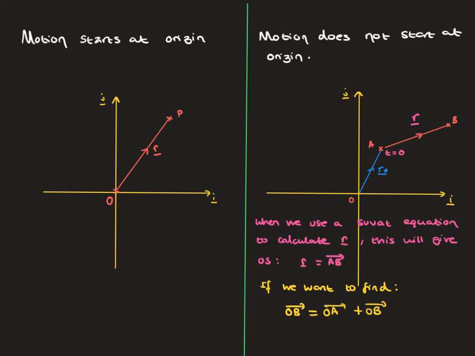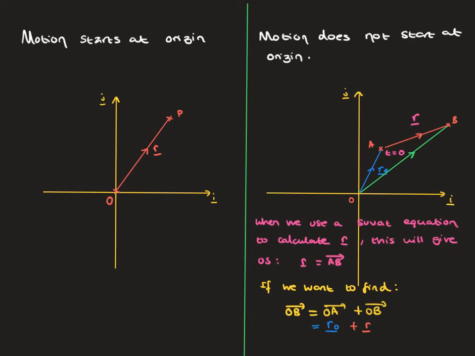Look at the diagram. The vector OB, which I'm going to draw on in bright green, looks like that. Can you see that green vector is the vector sum of the blue vector OA, which is r0, and the red vector AB, which is our vector r, which is what we get from the SUVAT equation. So this links back to the previous page where we said if you want to get the overall displacement from the origin and you didn't start at the origin, you then need to add on your vector r0 so that you get the complete triangle of vectors here.